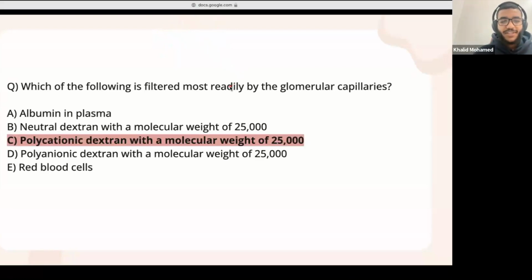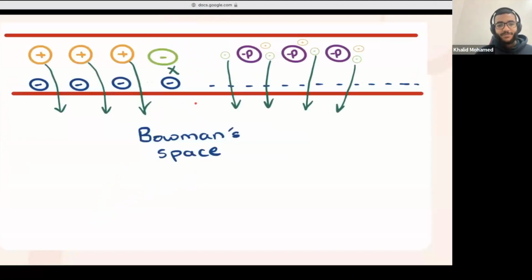Okay, so basically the answer is actually C. So Noor, you're actually correct in the beginning. So let's explain this concept. So this is called Donnan's distribution, okay? And now imagine this is the glomerular capillary, yeah? This is the glomerular capillary.